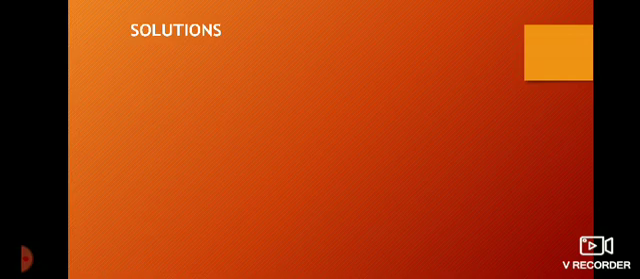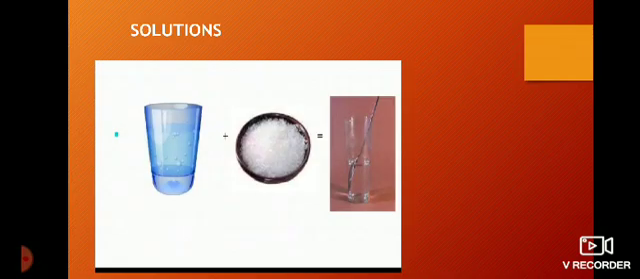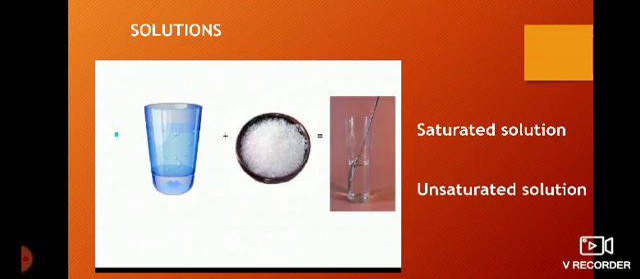Solutions. How can we prepare a solution? Yes, we can prepare a solution by adding a substance to a liquid. If we want to make a salt solution, we can add some salt to water and stir it. We will get salt solution. And solutions are of two types, saturated solution and unsaturated solution.